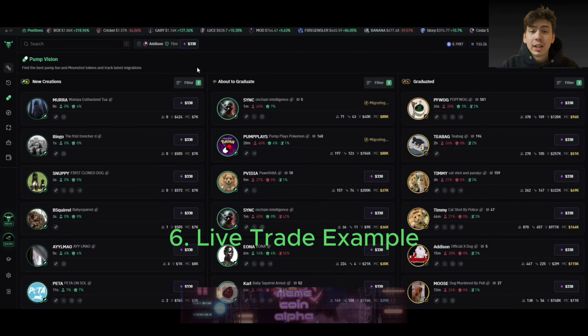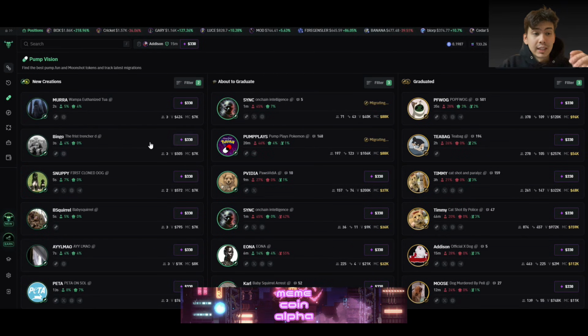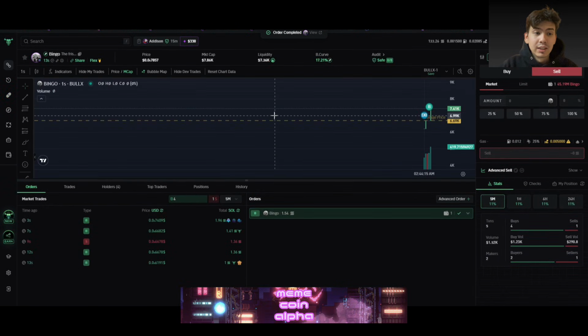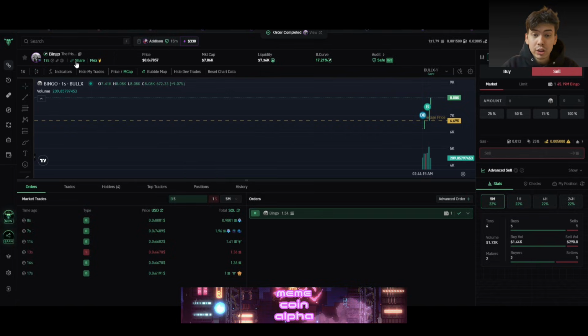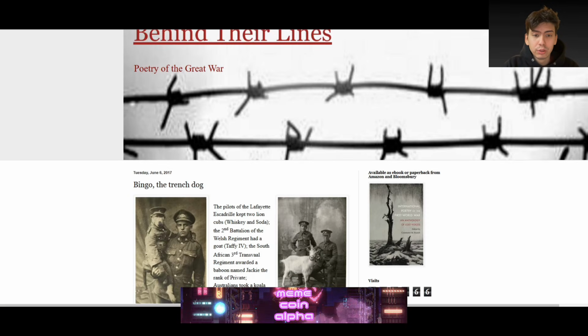Okay guys, so now let's go ahead and take a look at an example of how I trade. So as I scan my new creations, I can immediately see this cool and unique token named Bingo. Alright, so now that I've got the best entry possible, I'm gonna go ahead and take a look at the website. So right away, this article does not look too bad. Although the article is published very late, like 2017, the actual story and the narrative of this Bingo, the changelog, is pretty cool.